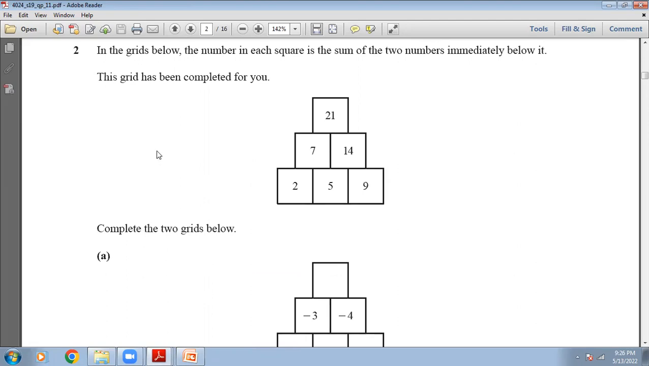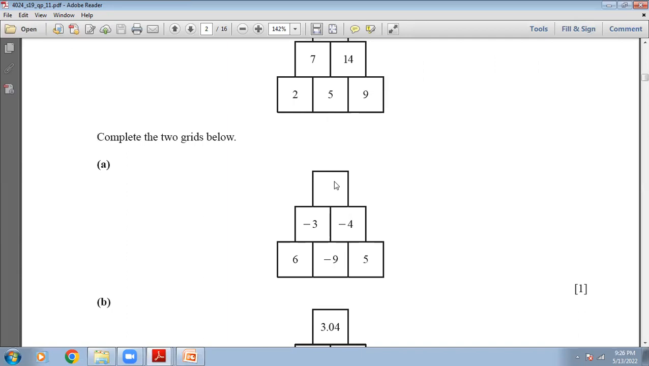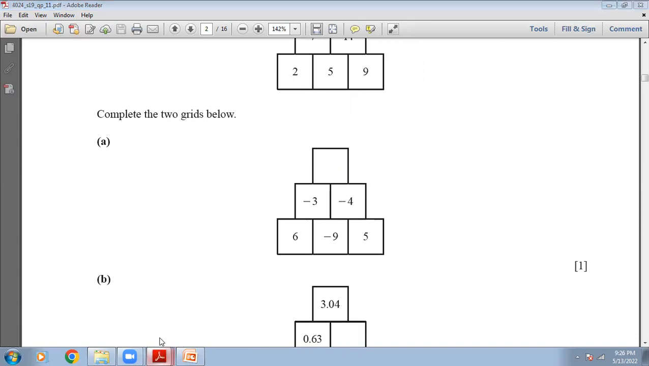Okay. Here in the grid below, the number in each square is the sum of the two numbers immediately below it. So try to understand this. The sum of these two is equal to this. The sum of these two is equal to this. The sum of these two is equal to this. Okay, the sum of these two will be equal to this. So minus 3 plus minus 4, that will be minus 7. And that's how you will do the A part.